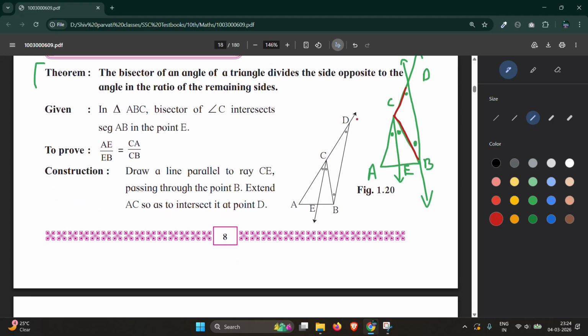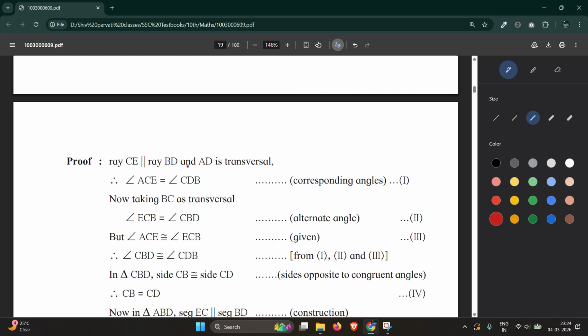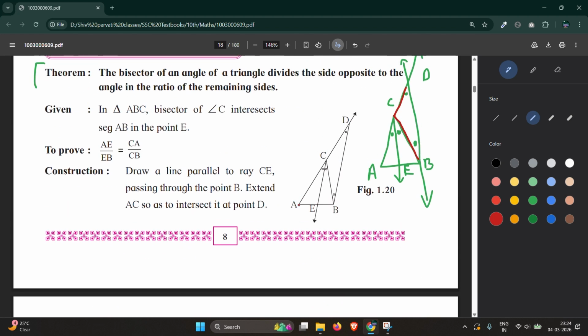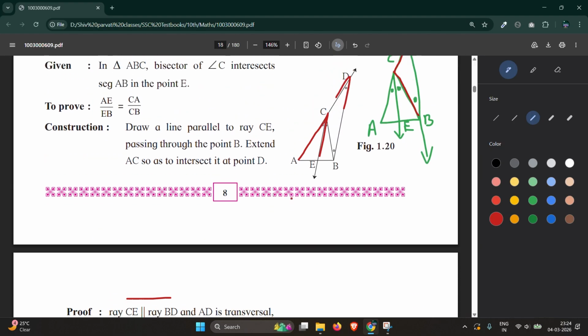So how do you do that? That is the main part. So let's go ahead and see that. So first of all, we say that angle ACE is equal to angle CDB. So this angle over here, ACE, is equal to this angle over here. And why is that? Because we have two parallel lines and a transversal.